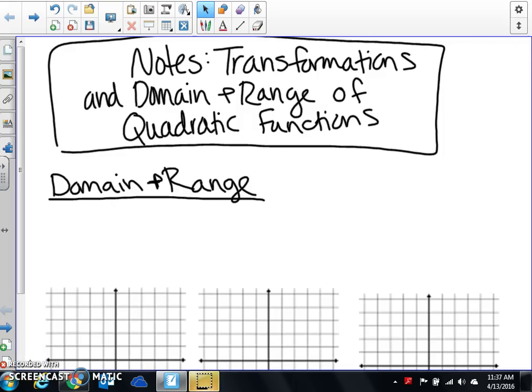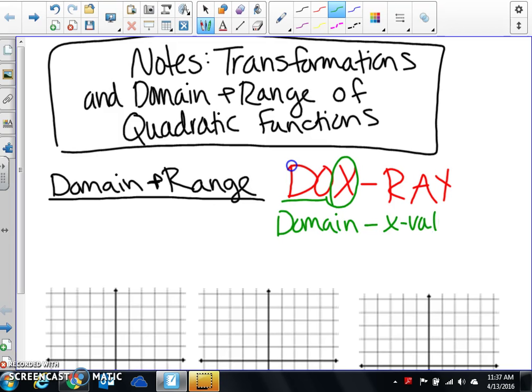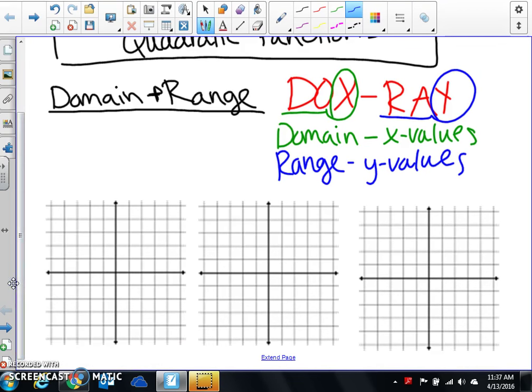Right, we're going to be talking about transformations and then domain and range of quadratics. So remember, quadratics are your x squares, and it's your parabolas. So just like before, when you think of domain and range, you should still think of Doc's ray. That helps us because the domain are our x values, and our range are our y values.